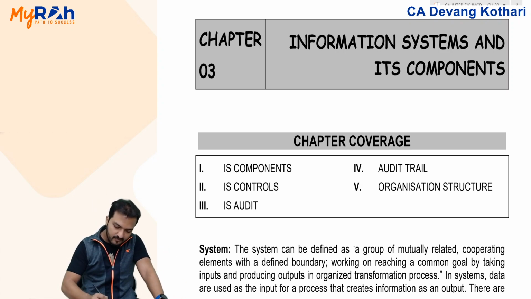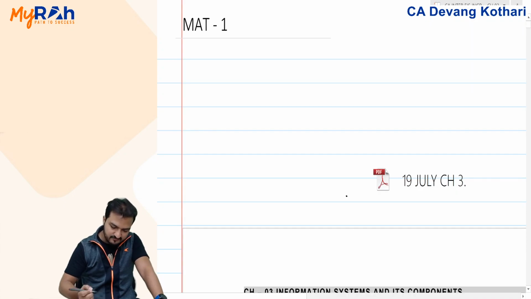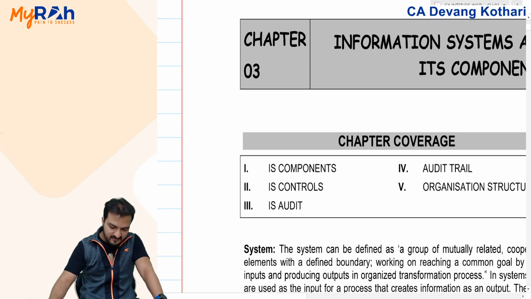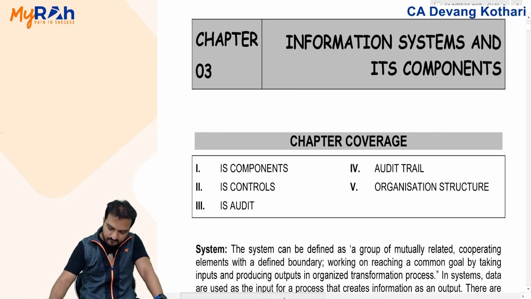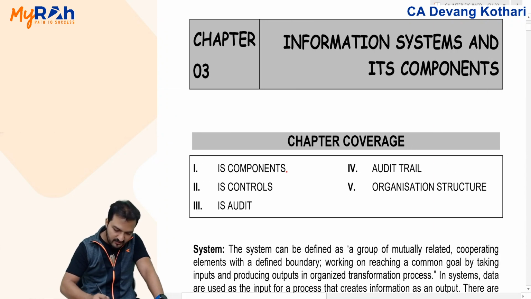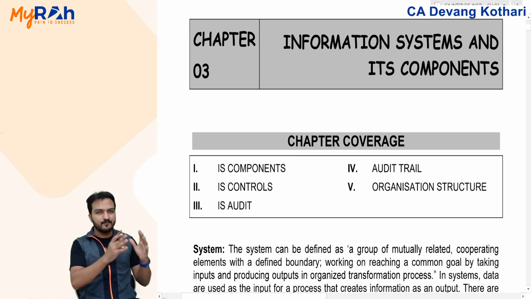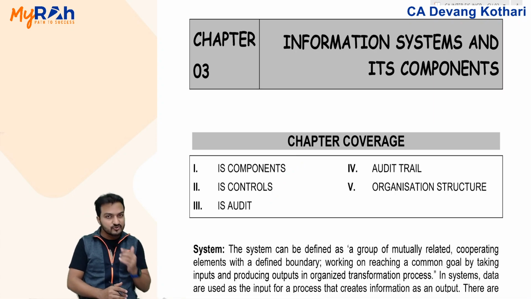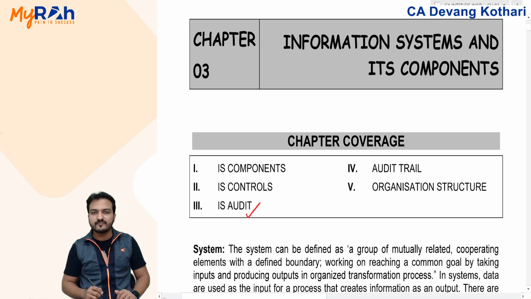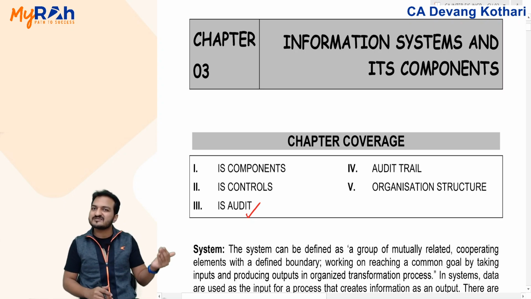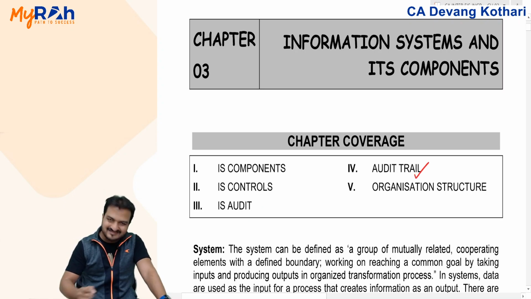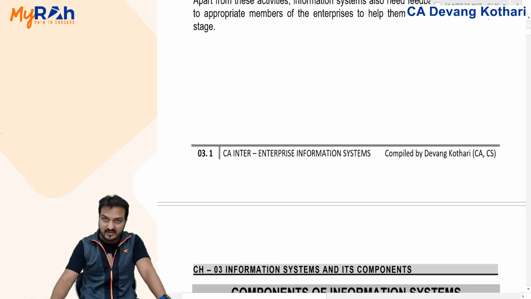Now, under that, we learn information system components first, okay? Then information system controls. Components were the things that are needed to create an information system. Then information system controls means different restrictions that are supposed to be put in your system in order to ensure that the system runs correctly without errors. Information system audit. Audit is to check whether those controls are working perfectly or not. Audit trail is a continuation of that, and organization structure was one last corner topic in the chapter.